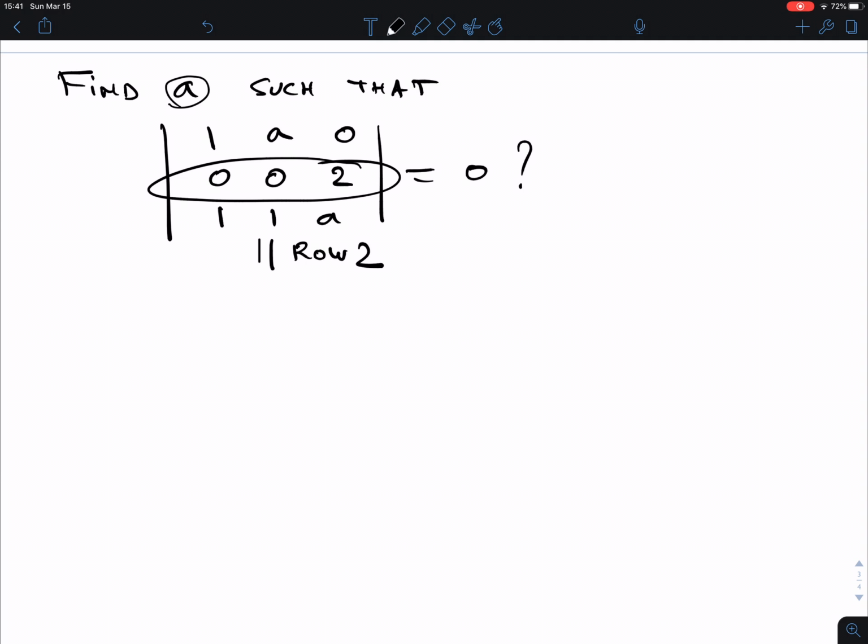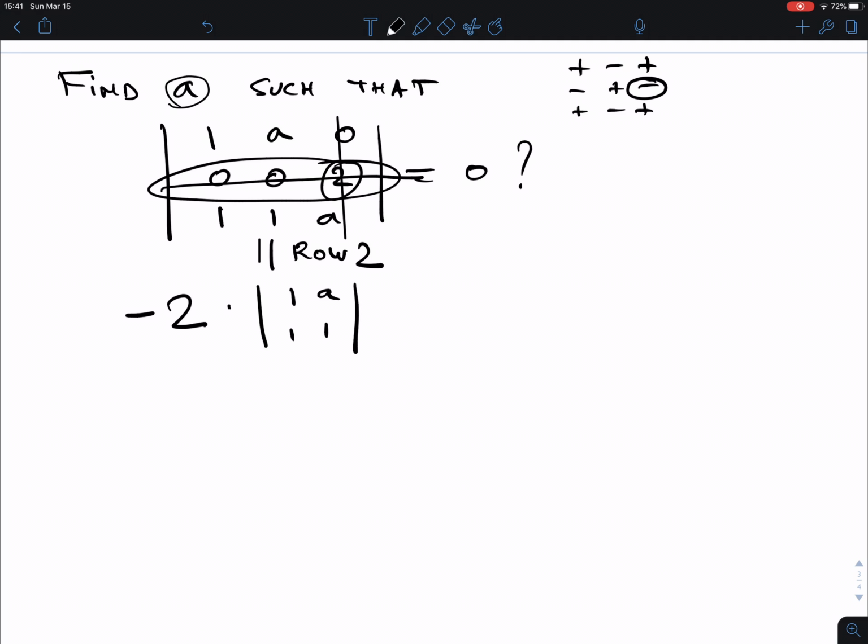Okay, so we have this 2 here. What's the sign? Question mark. Well, we look at the pattern. It's a plus, minus, plus, minus, plus pattern. We are talking about this position, negative. Times what's left? Well, we scratch out whatever it is that we had, and what is left is 1, A, 1, 1. This is a 2 by 2 matrix, which we can work out right away. It's the product of the diagonal elements, that is 1, minus the product of the two other ones, that is A. So we get minus 2 plus 2A.